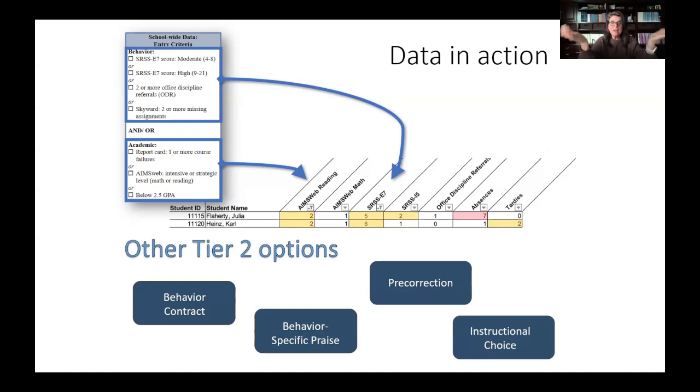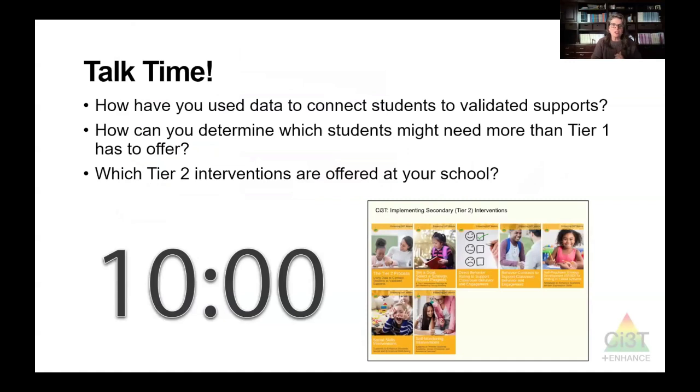And that's great, because you might find some students might say, I would die of embarrassment if I had to have a self-monitoring form on my desk. So if that's the case, then we're not going to do that intervention for that kid. You might do something that's more private, like a behavior contract. So we want to make sure that we have choice of research-based and evidence-based practices as we inform instruction.